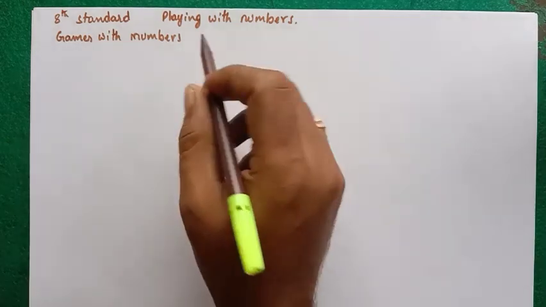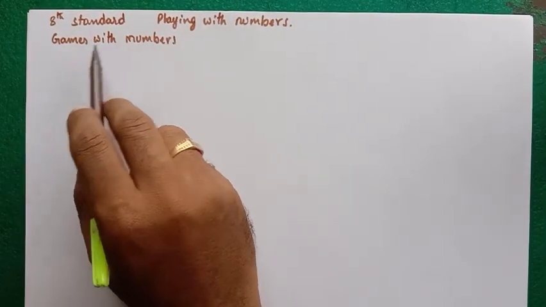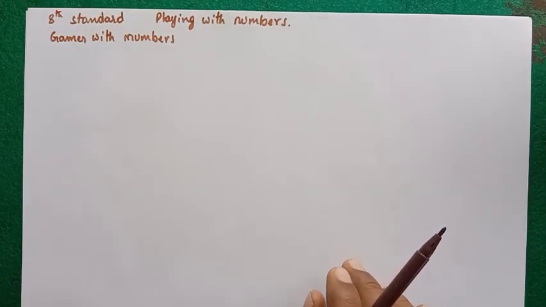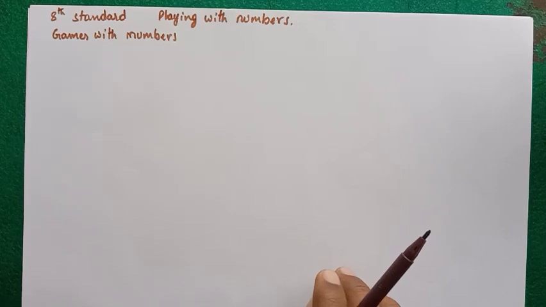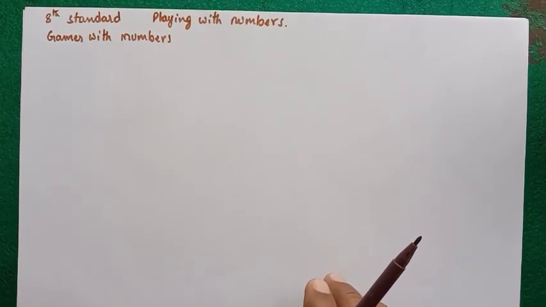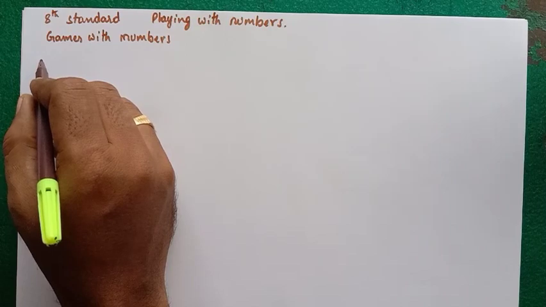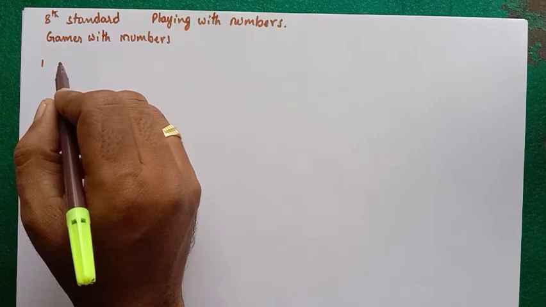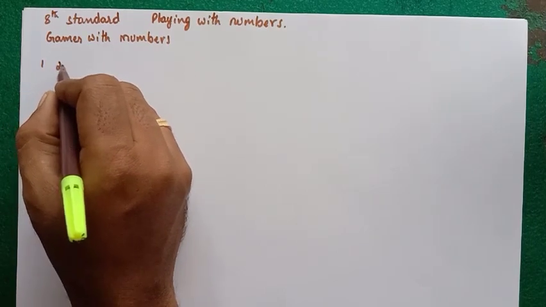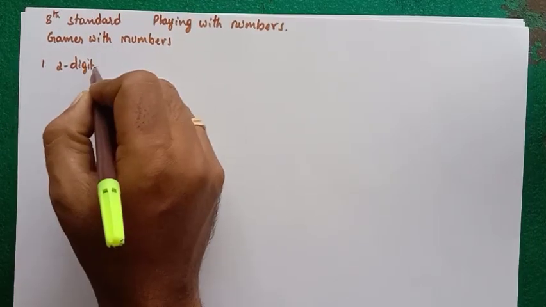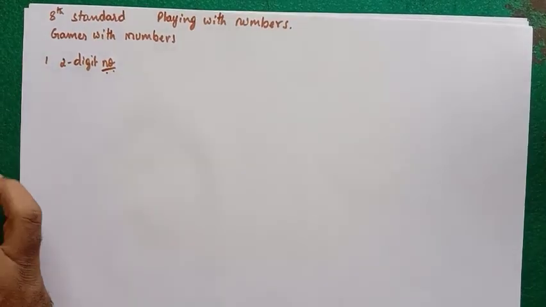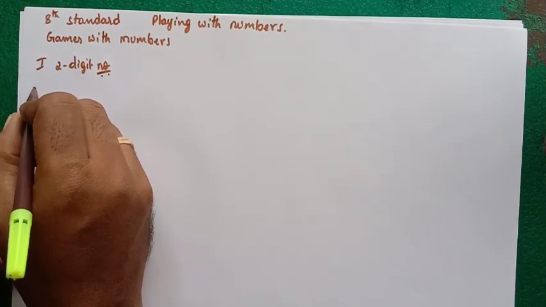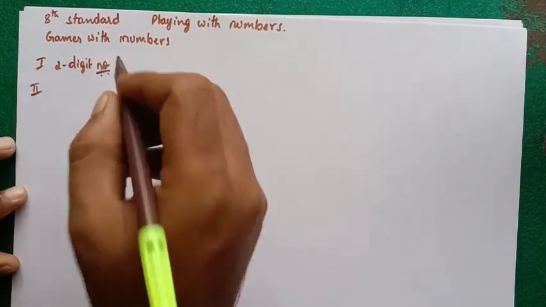8th standard, playing with numbers. Here, games with numbers. Students, let us play a game with a number. First, choose a 2-digit number of your choice. Do it fast, quickly. Choose a 2-digit number of your choice. First step is this one. Choose. You keep it in your mind. And in the second step, reverse the digits.